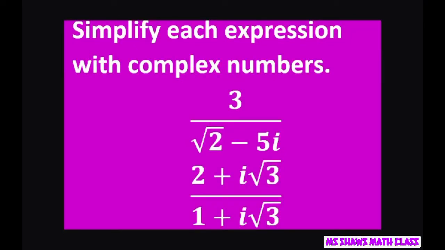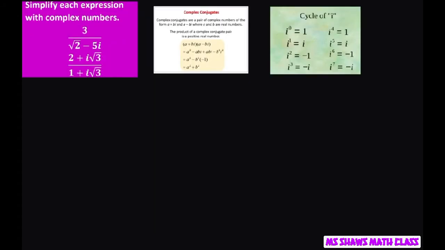Everyone, we're going to simplify each expression with complex numbers. So let's get started. The first thing we're going to do is simplify them by eliminating radicals in the denominator. And just remember that i equals the square root of -1.